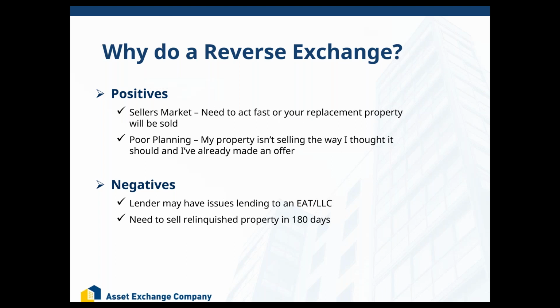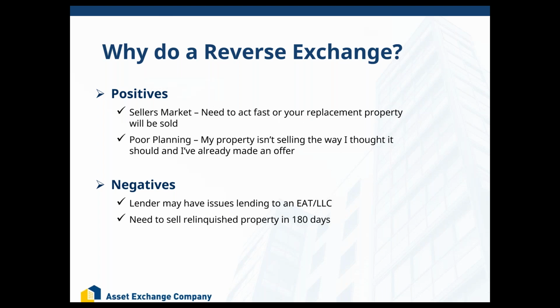Now, what's the other negative? Well, I kind of already mentioned it. You must be able to sell your relinquished property within 180 days. What happens if you don't sell your relinquished property within 180 days? Well, you're going to own two properties. You're not going to have any capital gains taxes or anything associated with the sale, because you never sold anything.